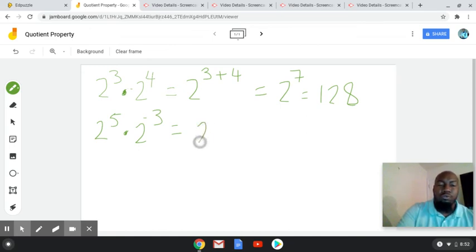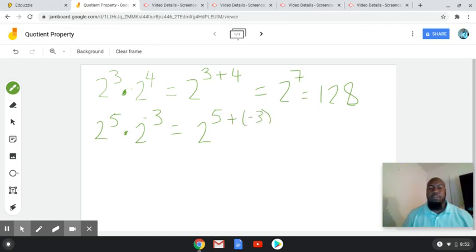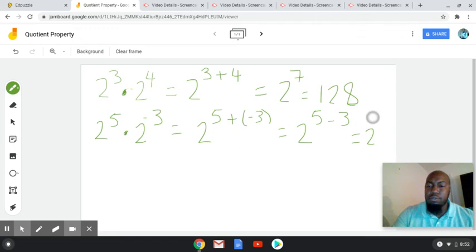So this would be 2 to the fifth plus negative 3. We can rewrite this as 2 to the fifth minus 3. And that's just going to be 2 squared, which we know is going to equal 4.